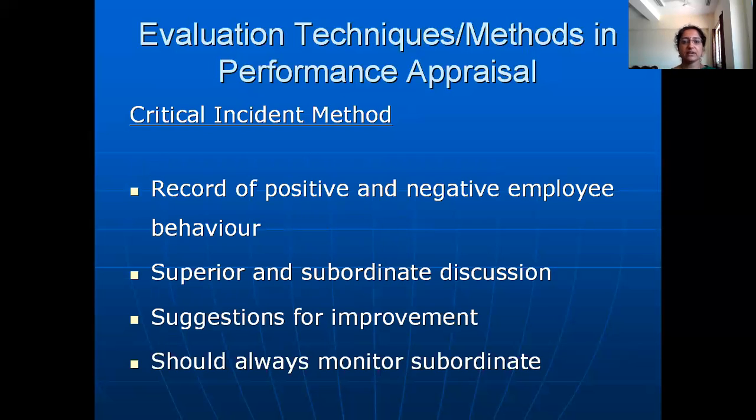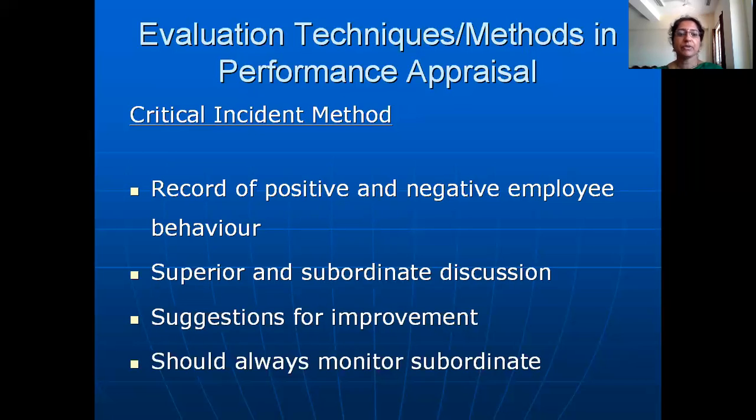Finally, you have another performance appraisal technique, which is known as the critical incident method. What happens in a critical incident method is the supervisor has to constantly keep tracking the performance of their employees, and make a note of all the positive examples of the employees' behavior and the negative examples of the employees' behavior. These positive and negative examples of employee behavior are called critical incidents.